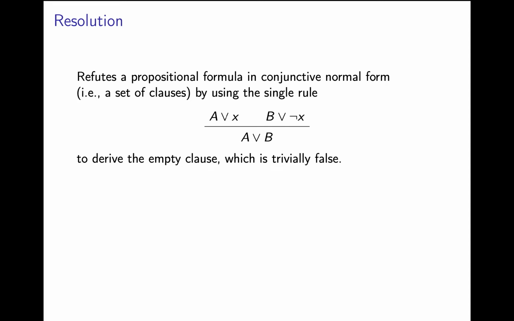And this rule is sound. That is, any satisfying assignment to its premises also satisfies its conclusion. So if we can derive the empty clause from a set of clauses using this rule, then that set of clauses is unsatisfiable because the empty clause is just false. In this sense, resolution is a refutation system because it refutes the satisfiability of a CNF formula.